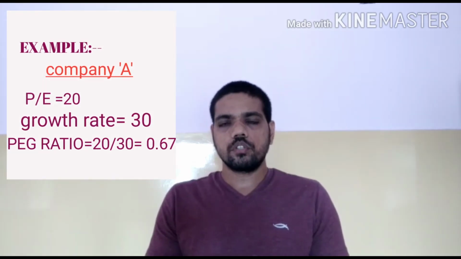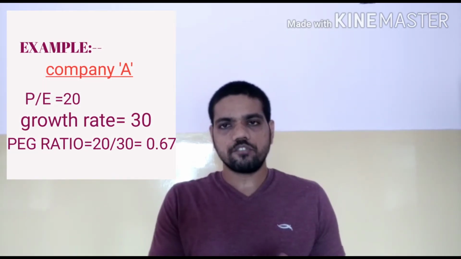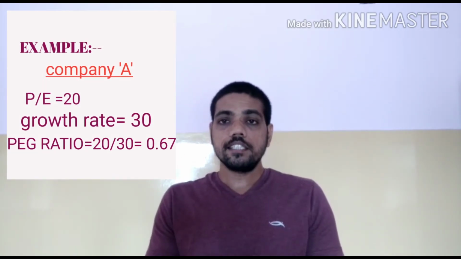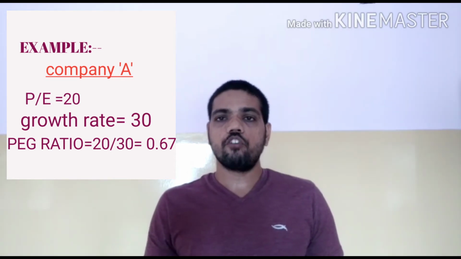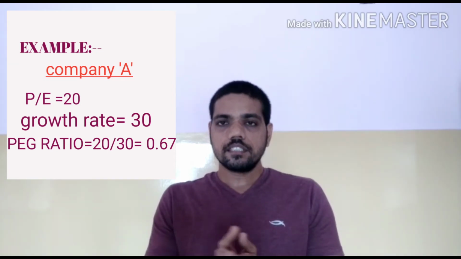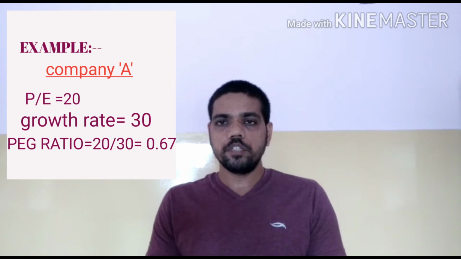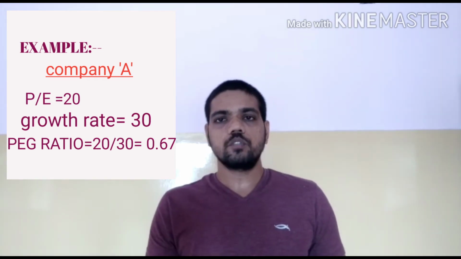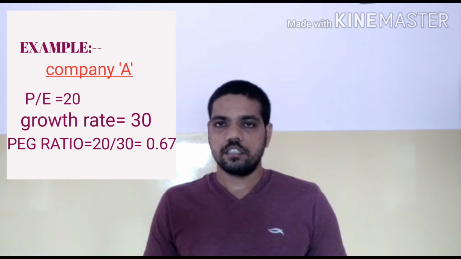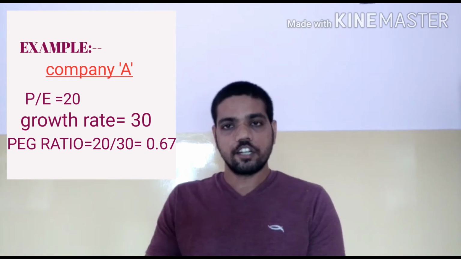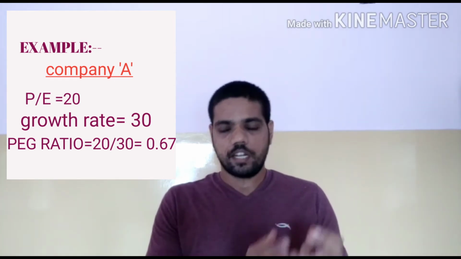Let's say there is a company A whose growth rate has been 30% for the last few years and is available at a PE ratio of 20. In this case, the PEG ratio would be 20 divided by 30 equals 0.67. In this case, the stock is undervalued as the PEG is less than 1.